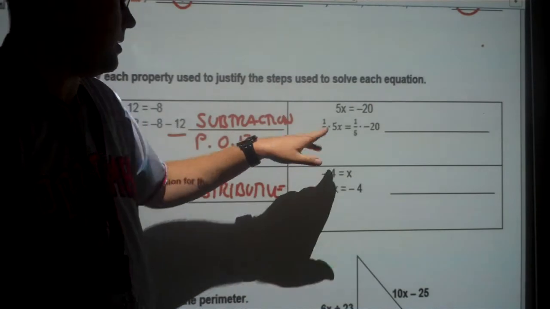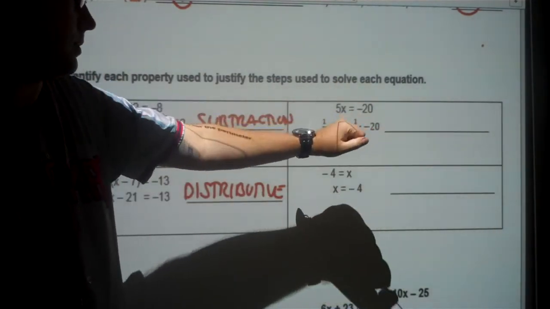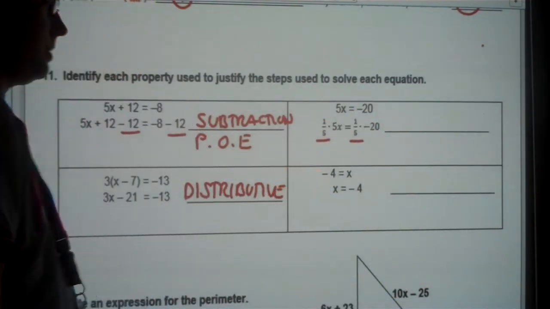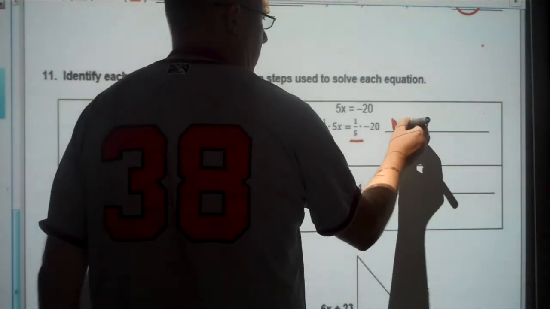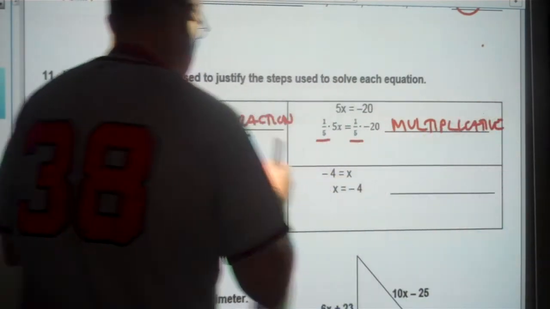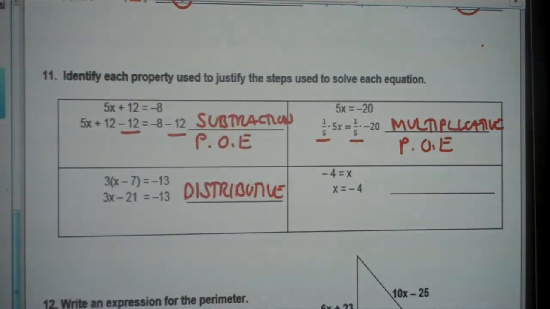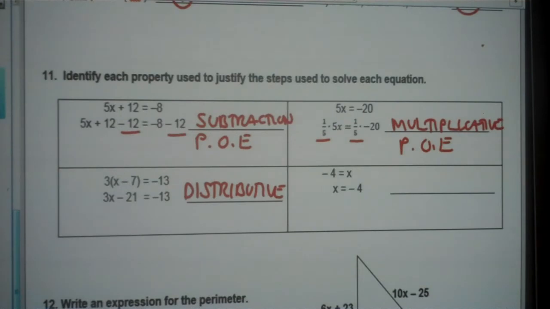This side here, I started with 5x, but then I got 1/5 times 5x. On the right hand side I got negative 20, but then I got 1/5 times negative 20. So I times both sides by the same thing, namely 1/5. So this would be the multiplicative property of equality, much like the other question here. I guess possibly you could have division property of equality if you read this part as dividing by 5, but I think as the question has a multiply in there, that's probably the best answer for this one.